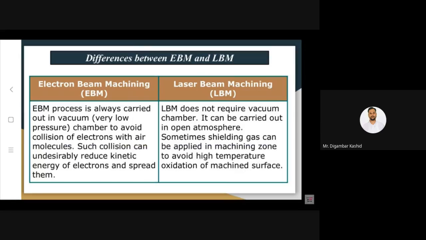Second point about the EBM, EBM process is always carried out in vacuum, that is a very low pressure vacuum chamber, to avoid collision of electrons with the air molecules, and such collision can undesirably reduce the kinetic energy of electrons and spread them. The second point about the LBM, LBM does not require vacuum chamber. It can be carried out in open atmosphere. Sometimes shielding gas can be applied in the machining zone to avoid high temperature oxidation of machined surface.